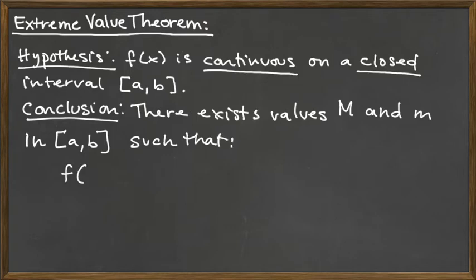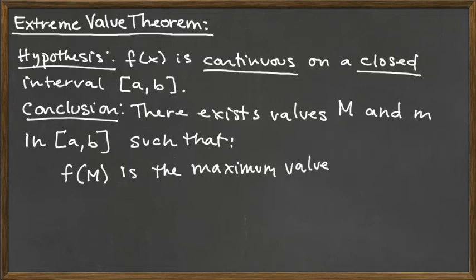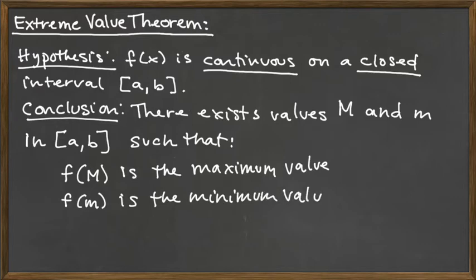When we plug in the capital M to the original function f, it is the maximum value. So maybe I shouldn't say equals here. I'll just say is the maximum value. And when we plug in that little m, it's going to be the minimum value. And by minimum and maximum value, we're talking about the minimum and maximum value of the function f of x on the interval that we're paying attention to, so on the closed interval [a, b].